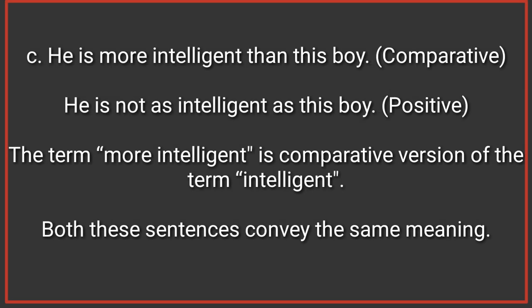Third example, he is more intelligent than this boy. In this sentence, we are comparing two boys. And we are saying the first boy is more intelligent than the second boy, and this usage is in comparative degree. Second one, he is not as intelligent as this boy. Here the sentence became negative when we used positive degree. Then the term more intelligent is a comparative version of the term intelligent. So what's the comparative version of the word intelligent? More intelligent. Both these sentences convey the same meaning.